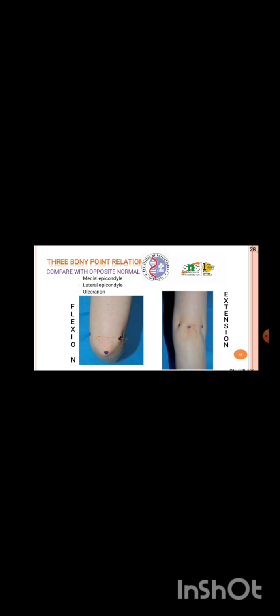What is the triangle sign? With fracture, dislocation and degeneration, the triangle no longer exists. It is the three bony point relationship. Compare with the opposite normal elbow: medial epicondyle, lateral epicondyle, olecranon. In flexion, both form a triangle shape. In extension position, all three are on the same line.